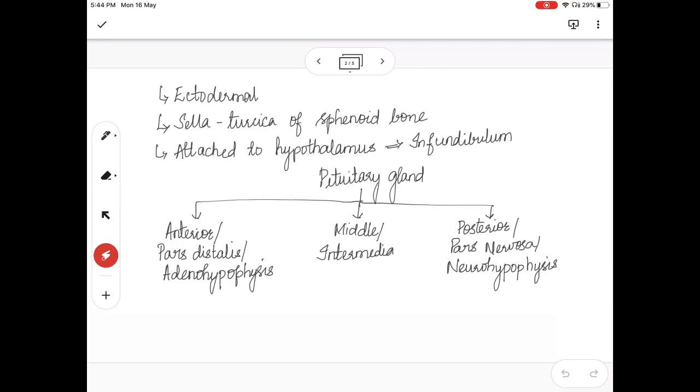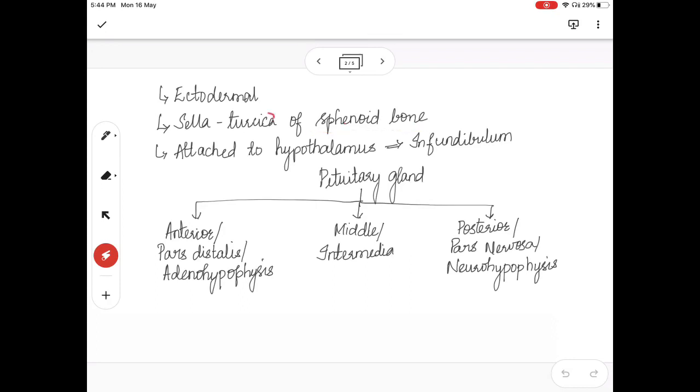It is situated in the sella turcica of the sphenoid bone. Now, this sphenoid bone is a part of our cranial bone. Okay, we have different categories of cranial bone, correct? So, for example, temporal bone, occipital bone, parietal bone, frontal bone, ethmoid bone, and there is another one that is called the sphenoid bone.